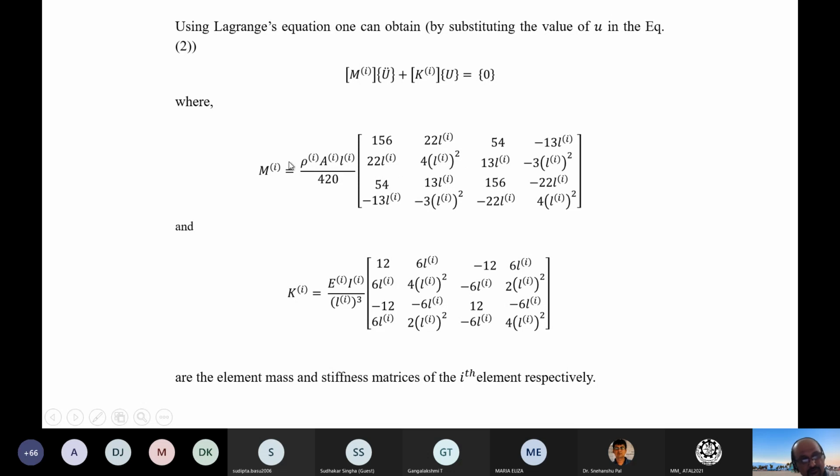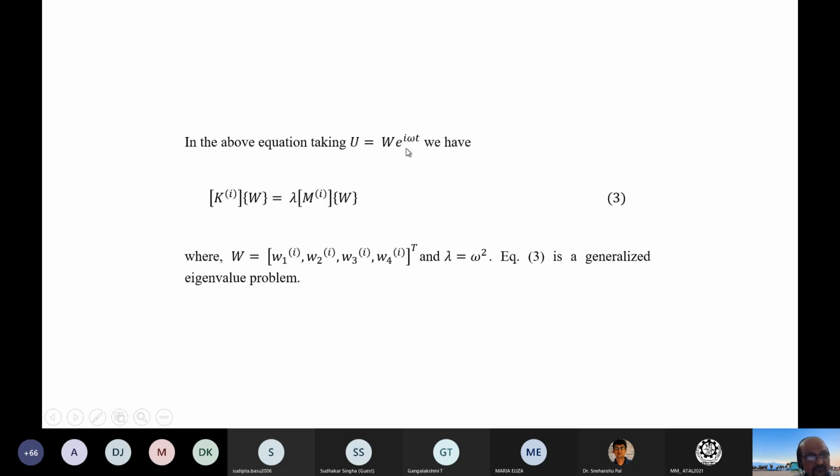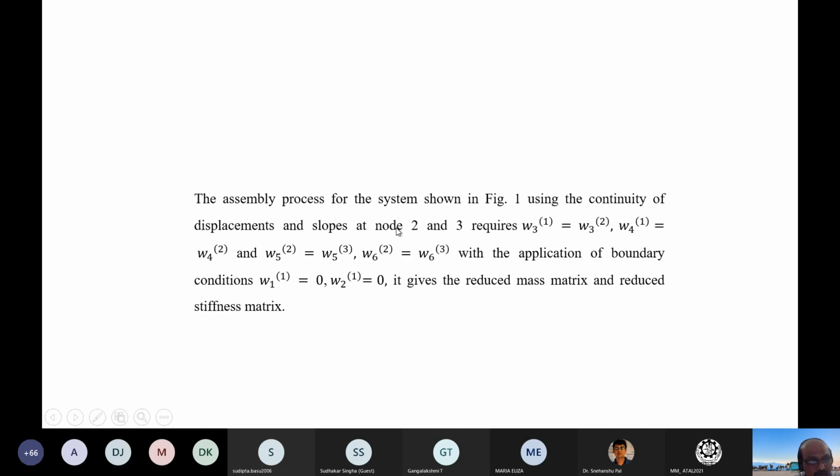So I have 3 elements, so three different M_i and K_i we will get. After substituting u as simple harmonic motion, e to the power i omega t, I will get again an eigenvalue problem. I already mentioned how to solve those eigenvalue problems, and we can find the frequency. Now, if it is crisp or exact, no problem, you can solve it very well using any software or by hand. This is a very simple problem, so you can solve it by hand also, taking 3 elements.